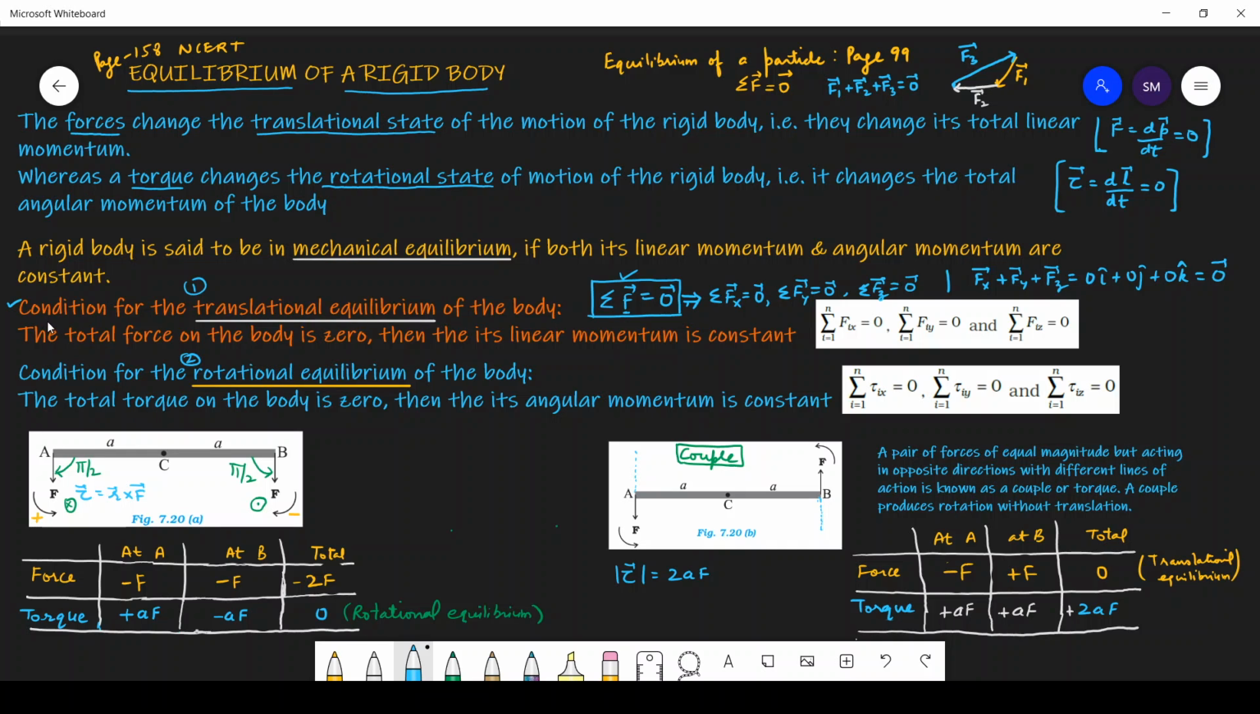So that's what is written over here, that a rigid body is said to be in mechanical equilibrium if both linear momentum and angular momentum are constant. So then only their derivatives will be zero.